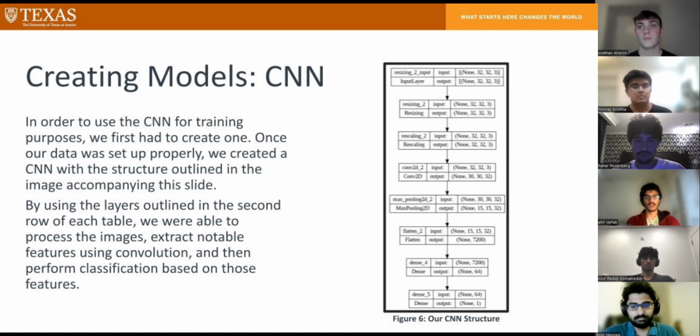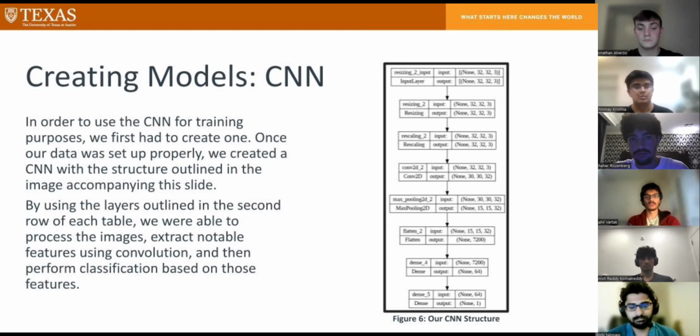The input layer is the first layer of the CNN that simply helps with the processing of the images. It indicates the expected size of the images that will be inputted, which in this case is a 32 by 32 image with 3 color channels, which is why there's the 32 by 32 by 3. The resizing layer simply resizes the images if need be in order to pass them on to the rescaling layer, which normalizes the pixel values of the images.